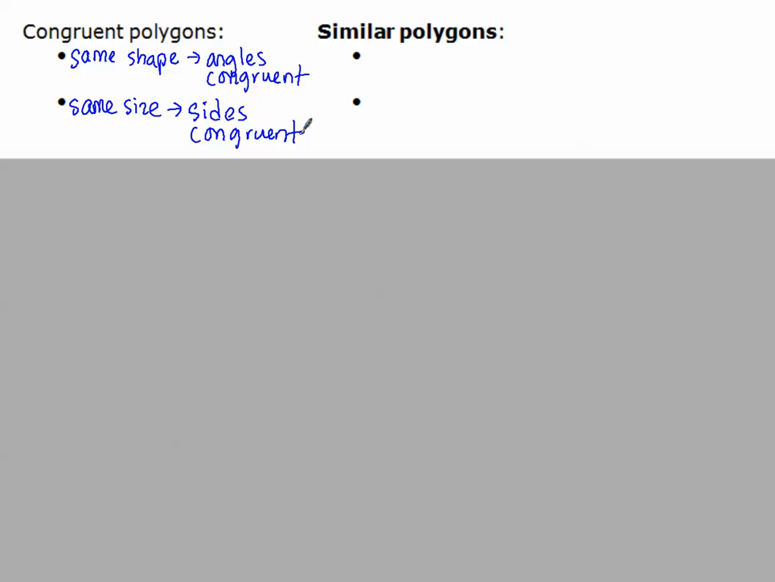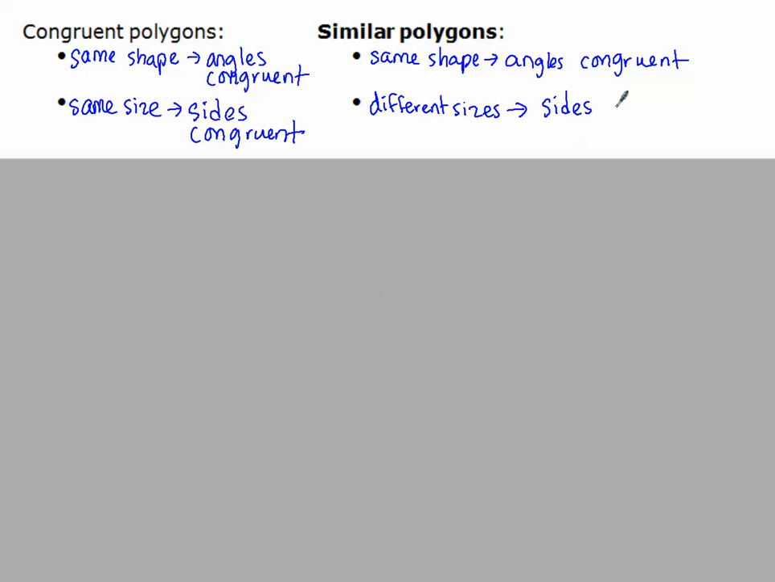When figures are similar, they're not exactly the same in all ways. They also have the same shape, which means the angles must be congruent, but they don't have the same size. They're different sizes. But in order to have the same shape, there still has to be some sort of correspondence, some sort of relationship of their sides. So the way we describe that is we say the sides are proportional.